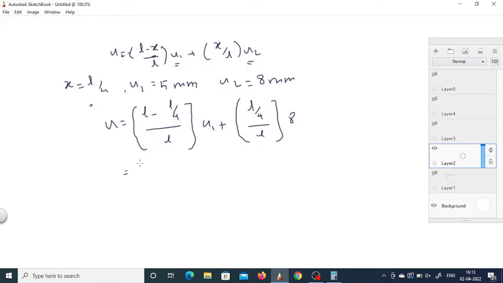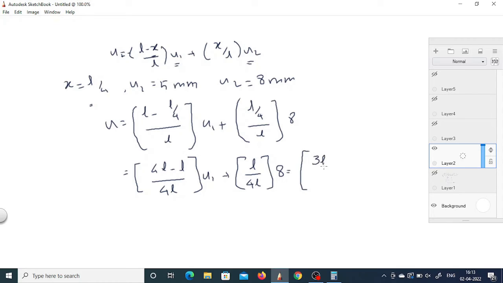I substituted the x value in the displacement equation. From this I can solve. For L minus L by 4, how can I write it? Yes, (4L minus L) divided by 4L, into u1, plus L divided by 4L into 8. After that, 4L minus L gives 3L by 4L. What is the value of u1? According to our problem, u1 is equal to 5 mm. So I substitute 5 here, plus L divided by 4L into 8.